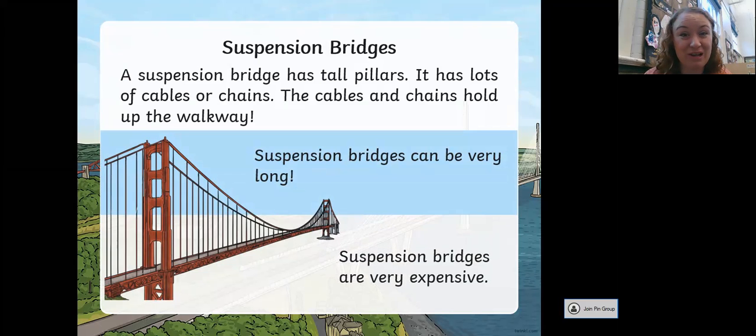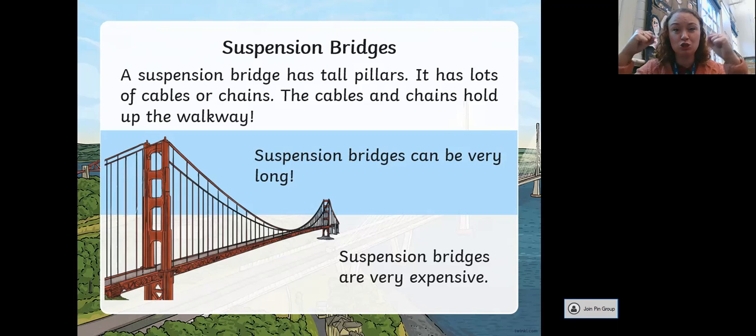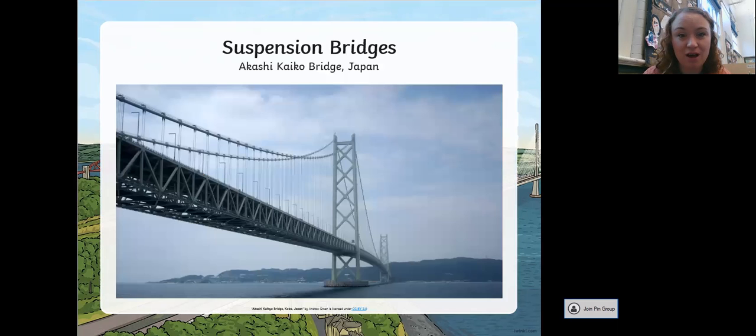Because they can be very long, suspension bridges can also be very, very expensive. I think they must be quite expensive because the cables and chains must have to be super strong to hold up that walkway if it's full of cars, don't you? Wow. Let's have a look at one in real life. Wow. Look how long that one is. Wowee. I wonder if you can see my pointer.